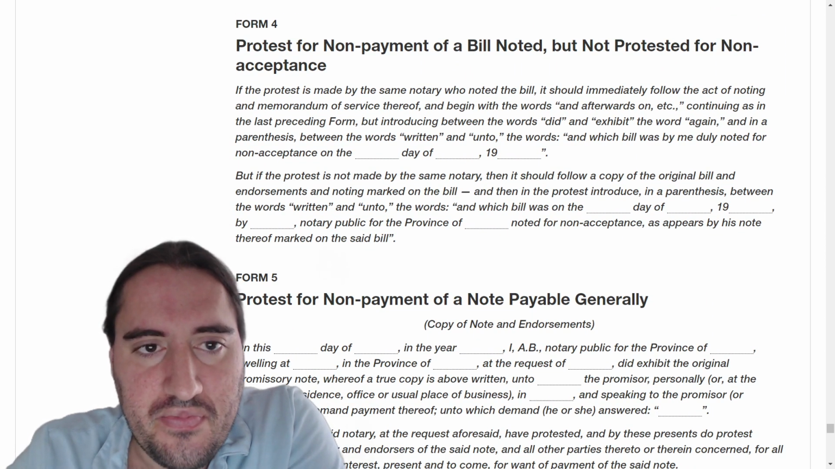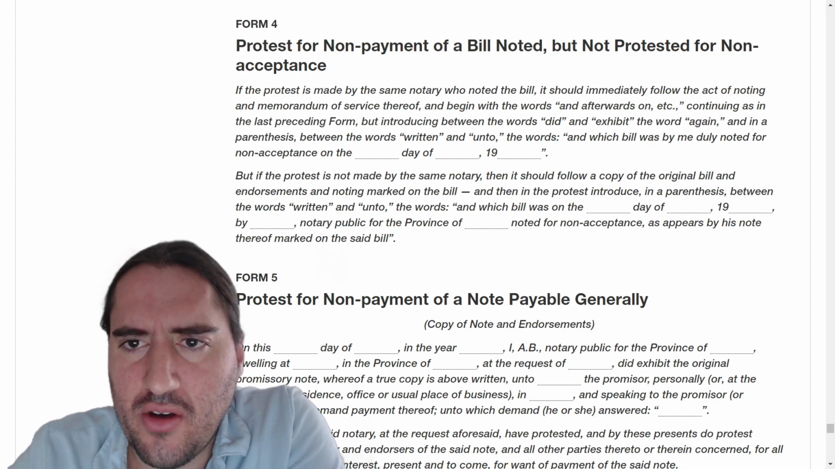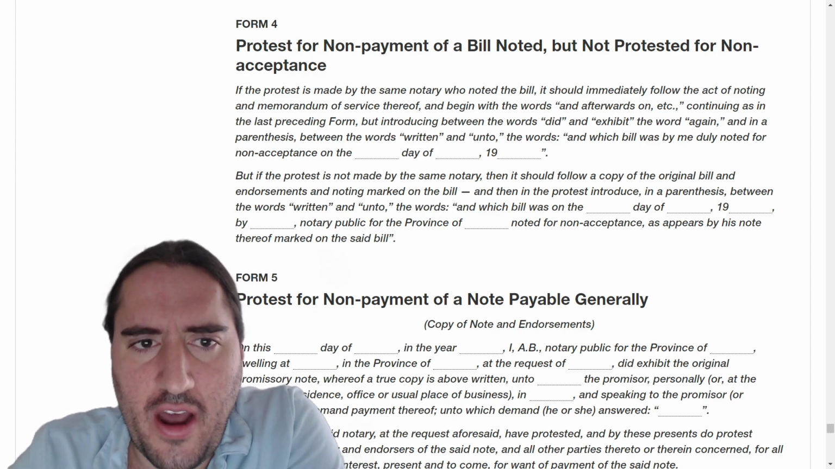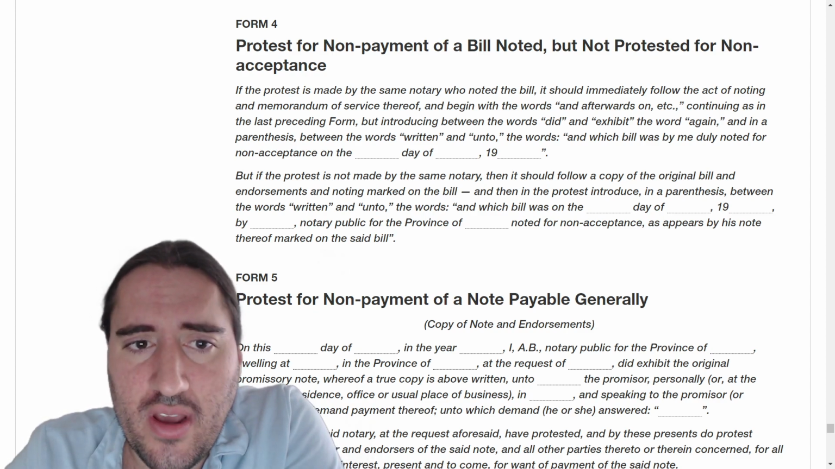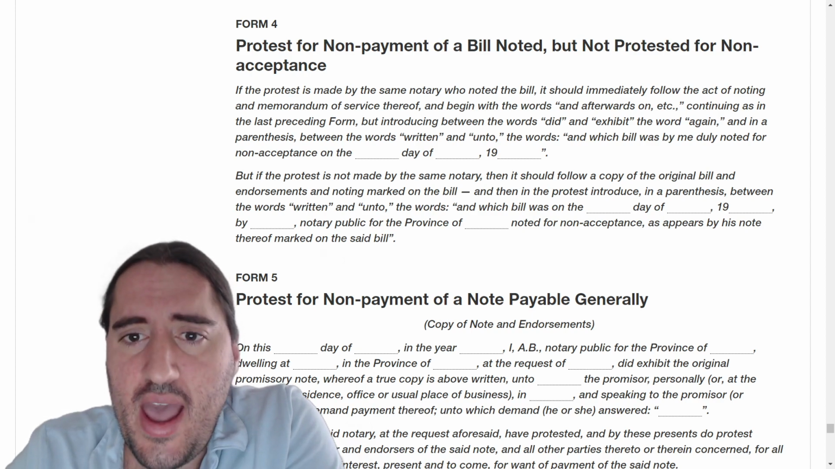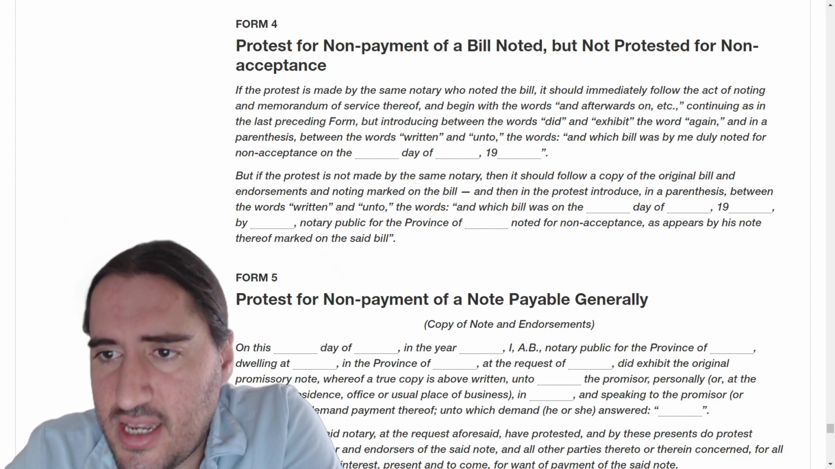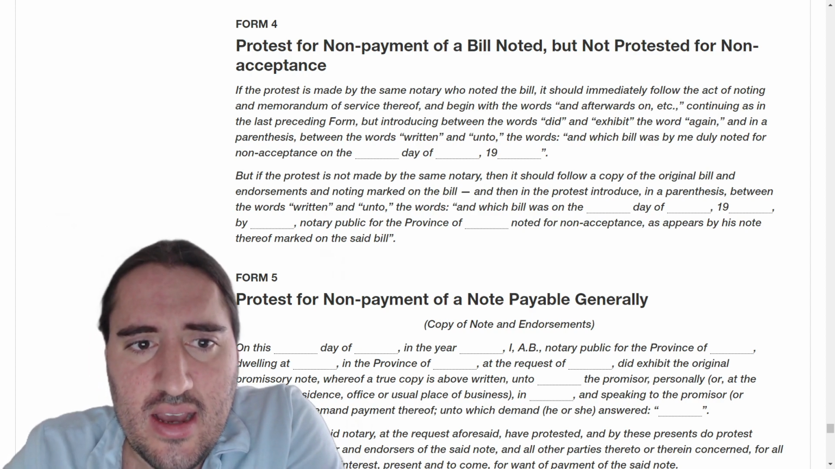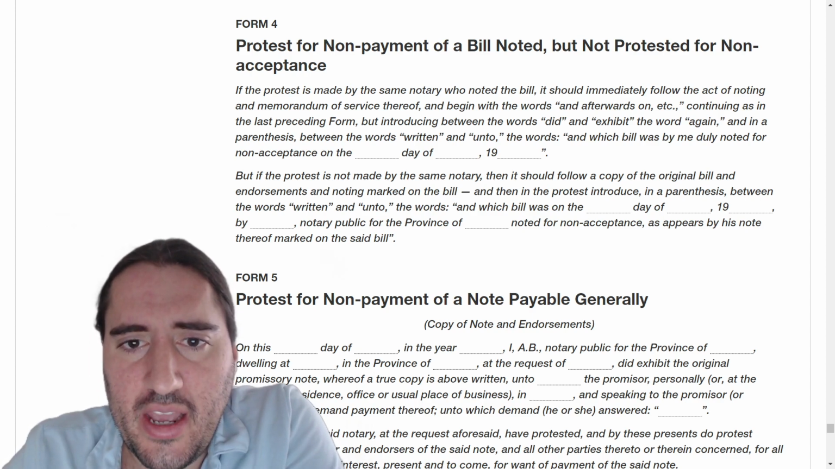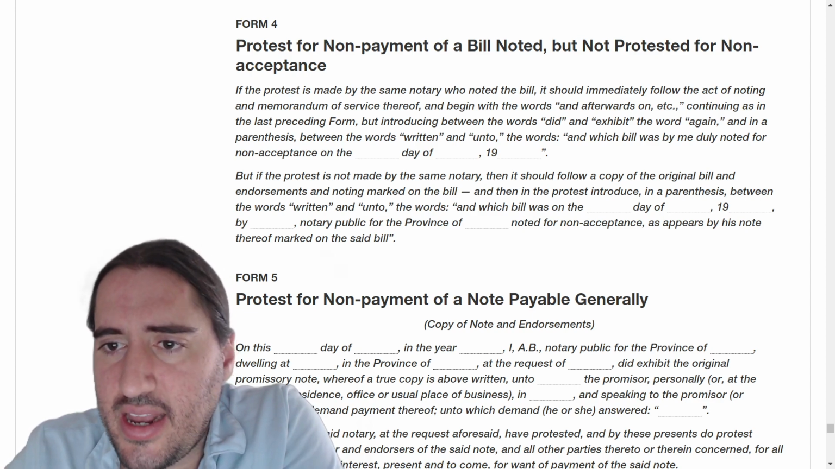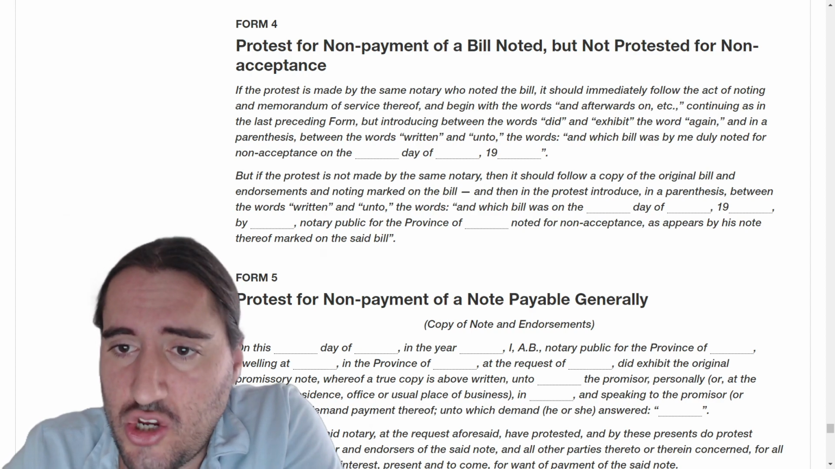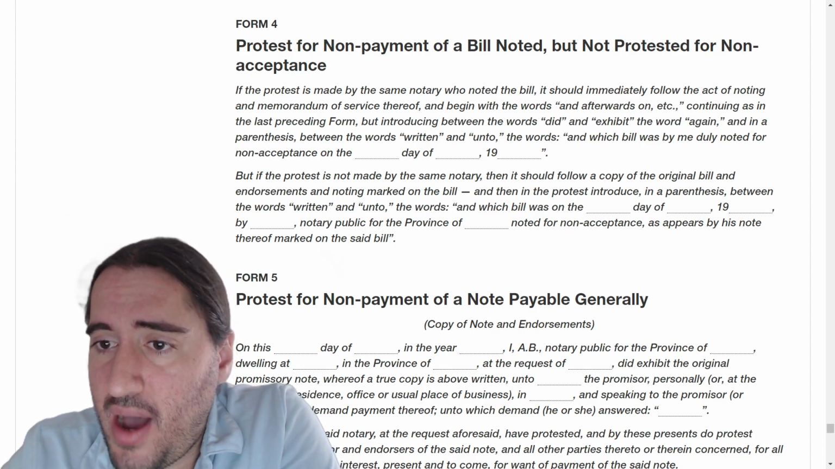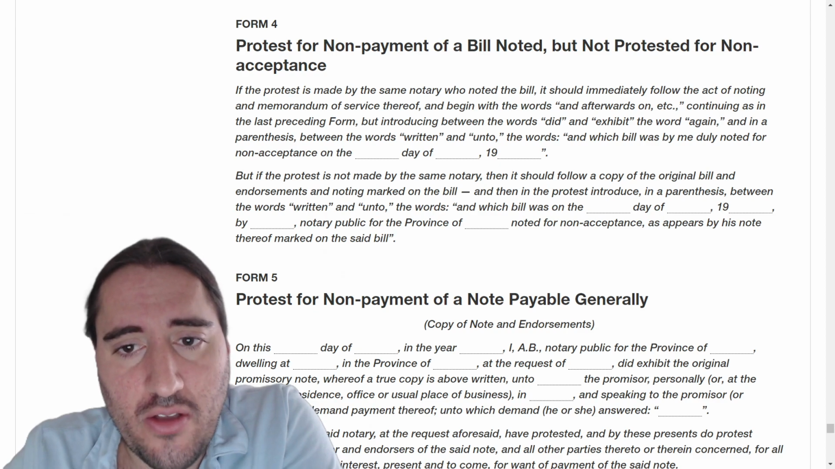Form number 4. Protest for non-payment of a bill noted, but not protested for non-acceptance. If the protest is made by the same notary who noted the bill, it should immediately follow the act of noting and memorandum of service thereof, and begin with the words "and afterwards on," etc., continuing as in the last preceding form, but introducing between the words "did" and "exhibit" the word "again," and in a parenthesis between the words "written" and "unto" the words "and which bill was by me duly noted for non-acceptance on the whatever day."